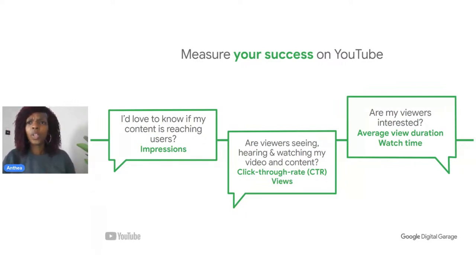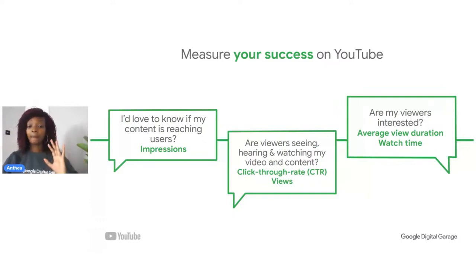So a question that we generally tend to get is, I'd love to know if my content is reaching users. Impressions. An impression is logged every time a viewer comes across one of your video thumbnails. This does not include traffic from notifications, end screens, or external embeds and links. So just think of each impression as a potential reach on YouTube and an opportunity to earn a view.